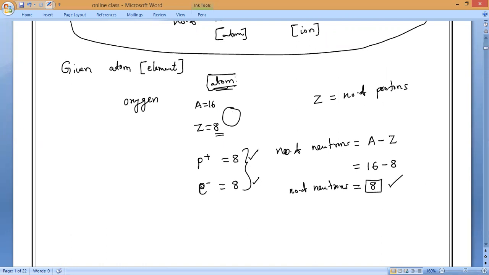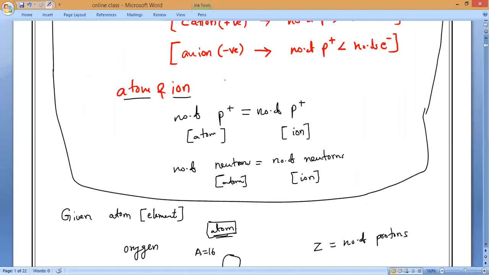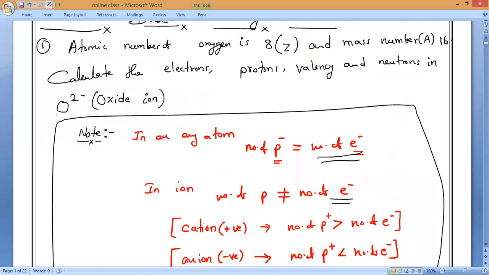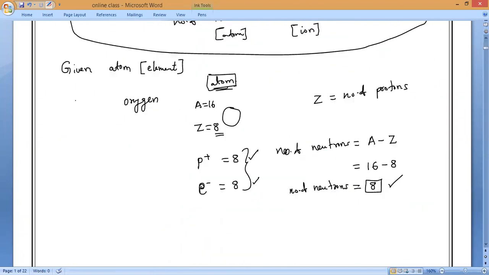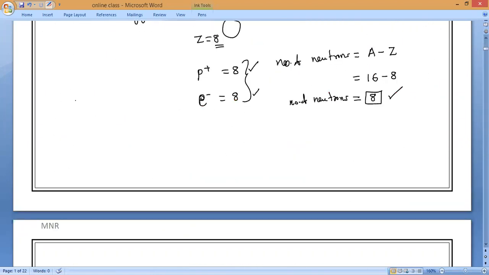But the given thing is, they're asking in ion or atom. Check it, everybody. Ion or atom? Ion, sir. Now, for the oxygen ion, either it is losing electrons or gaining electrons. I want the answer from you.